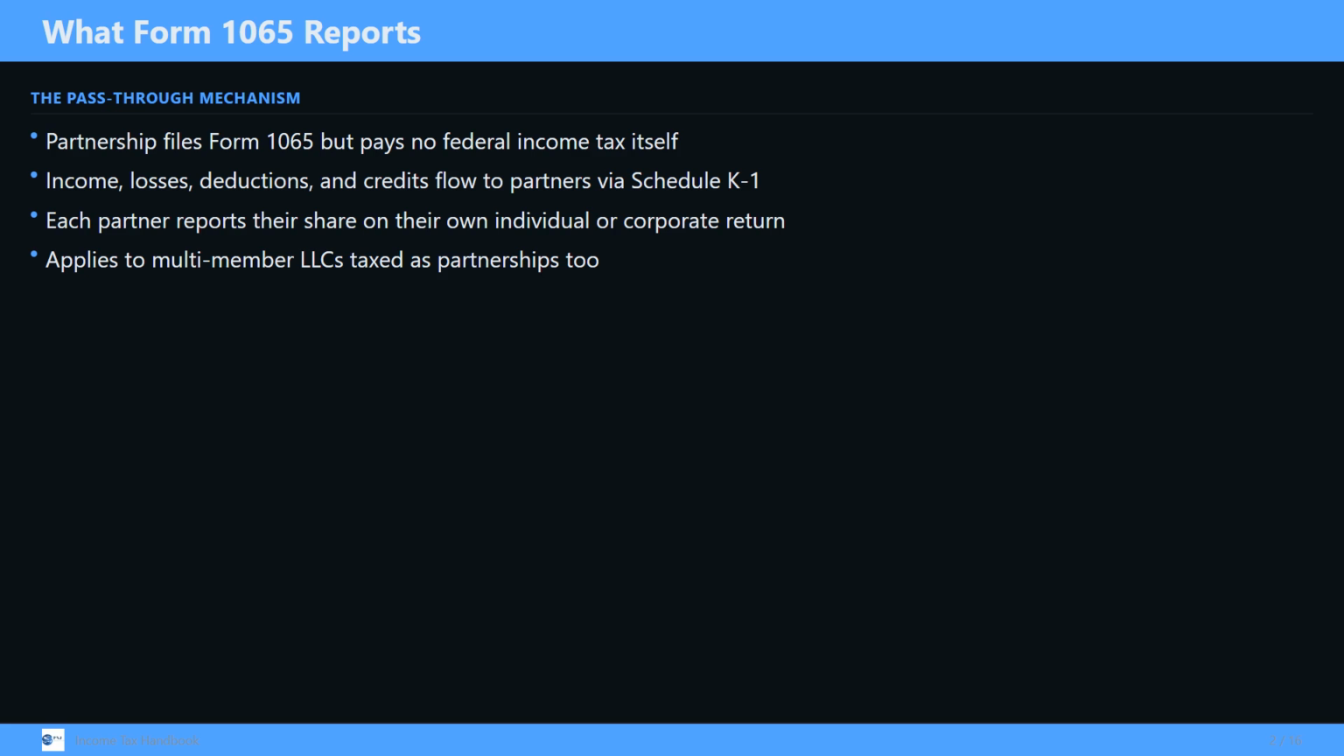Form 1065 is the annual federal information return filed by partnerships and multi-member limited liability companies, or LLCs, taxed as partnerships. A partnership itself pays no federal income tax. Instead, all income, losses, deductions, and credits flow to partners through Schedule K-1 and are reported on each partner's own individual or corporate return.